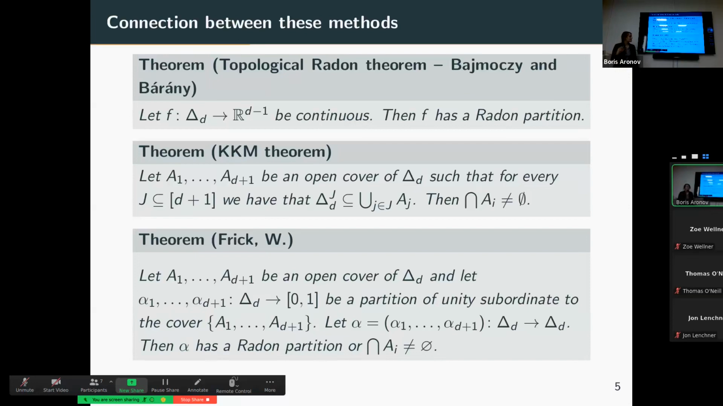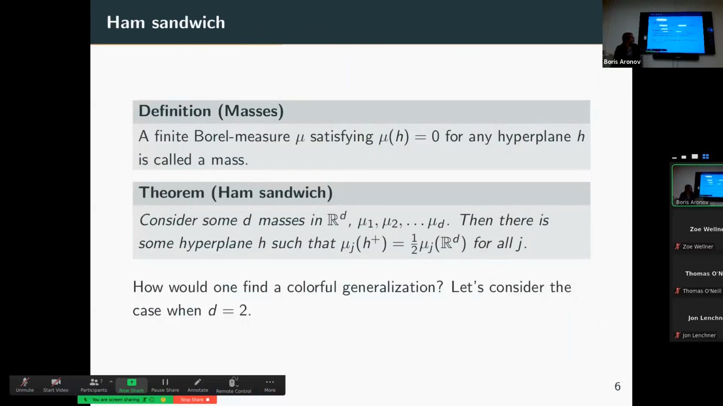So now I'm going to finally get to the actual colorful aspect: how do we come up with a good colorful generalization of a statement about functions that has previously been a little bit more elusive? To get a good sense of whether our generalization is a good colorful generalization and is giving us interesting things, we're going to look at the more specific case of the ham sandwich theorem, which is again another one of these results that is connected to the Borsuk-Ulam theorem.